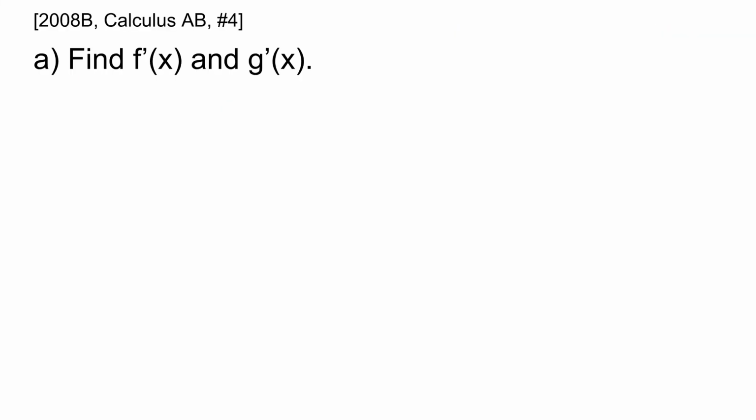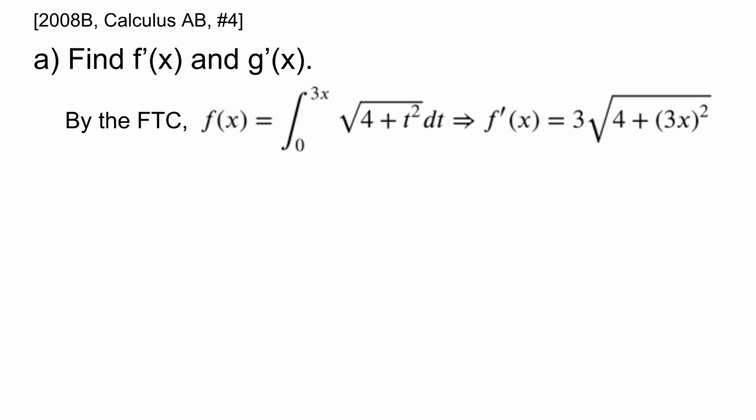In part A of this question, we are asked to find both f prime of x and g prime of x. By the fundamental theorem of calculus, f of x equaling the integral from 0 to 3x of square root of 4 plus t squared dt implies that f prime of x is 3 times the square root of 4 plus quantity 3x squared.